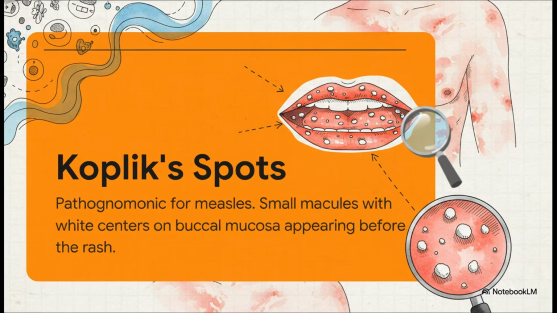Okay, this is one of those classic board exam facts you just have to burn into your brain. Koplik spots. They are pathognomonic for measles. What does that mean? It means if you see them, it's measles. Period. They look like tiny little grains of salt on a red background, right there on the inside of the cheek. And here's why they're so incredibly important. They show up before the famous measles skin rash, giving us a critical heads up for an early diagnosis.